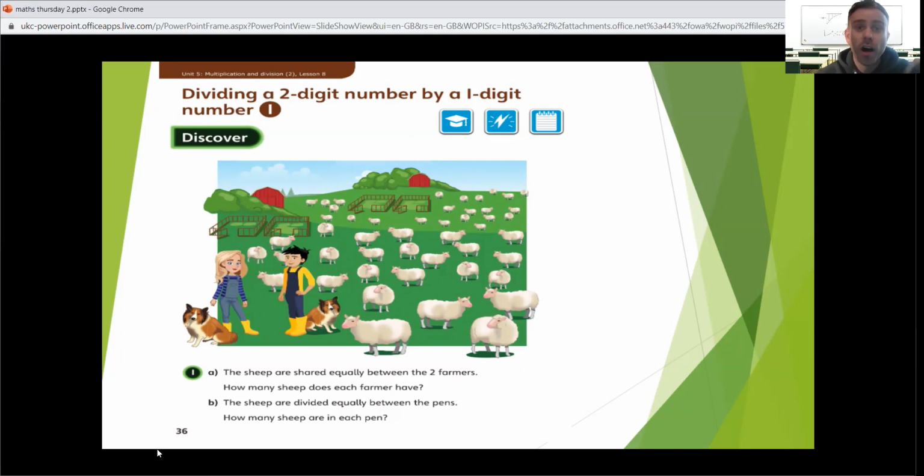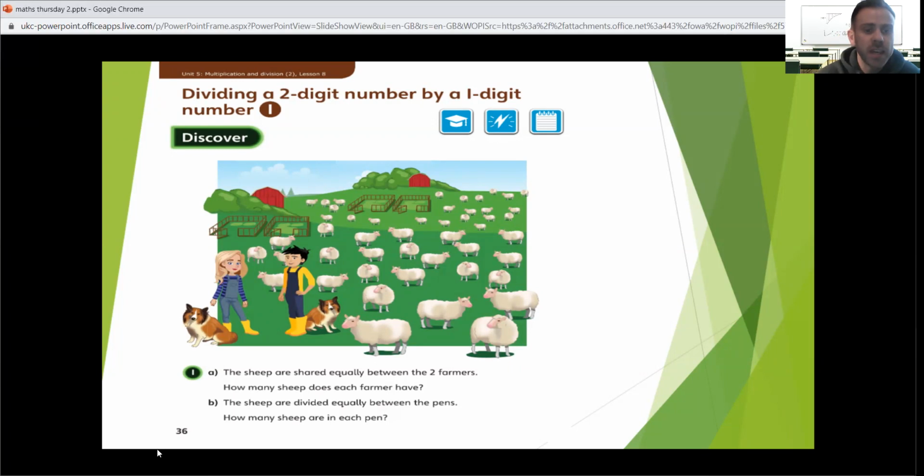That's what I'm here for. There are 48 sheep. So how many sheep does each farmer have? There's 2 farmers. So that's your first one. 48 sheep. How many sheep does each farmer have? I've got that in a second.